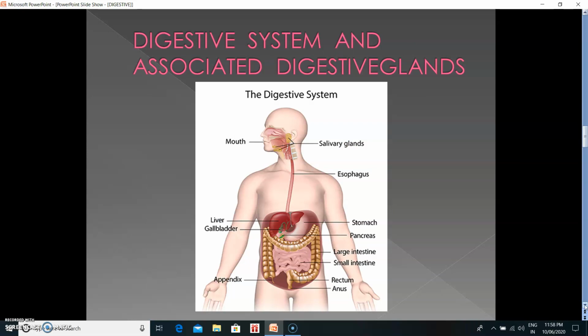Can you see in the figure? This is all about your digestive system. It starts from the mouth, going to the salivary gland, then the esophagus, then comes your liver, gallbladder, stomach, pancreas, large intestine, small intestine, rectum, and anus. This is a figure of the digestive system associated with digestive glands.